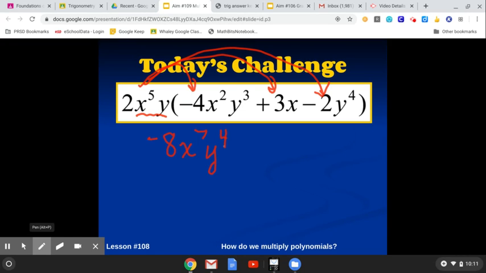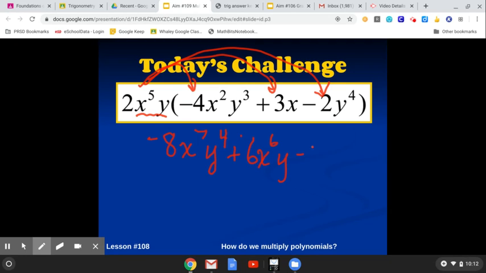All right, now for the next term, I get plus 6x to the 6th and y. Okay, my 6 comes from 2 times 3. My x to the 5th and my x to the 1st gives me x to the 6th. There is no other y, so I just bring the y over. Okay, then we distribute to the last one.